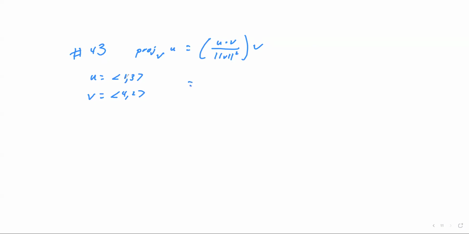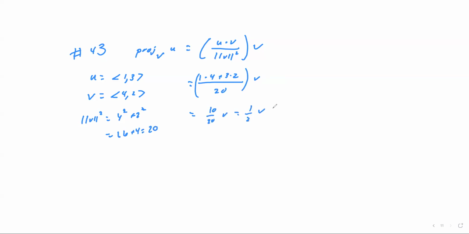So when we do this, this will be 1 times 4 plus 3 times 2. Then the magnitude of v squared. So really, I'm not needing the square root. I just need to do this squared. So this would be 4 squared plus 2 squared. So that would be 16 plus 4, which is 20. So this would just be 20 times the vector v. So that's going to be 4 plus 6, which is 10. 10 over 20 v, which is 1/2 v. So therefore, this is going to be 1/2 times v, and v was 4, 2. So that gives me 2, 1.